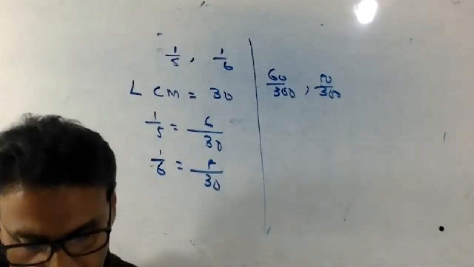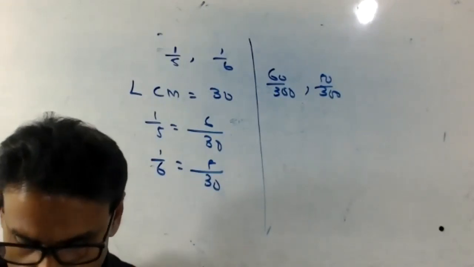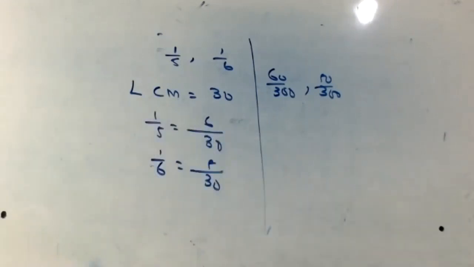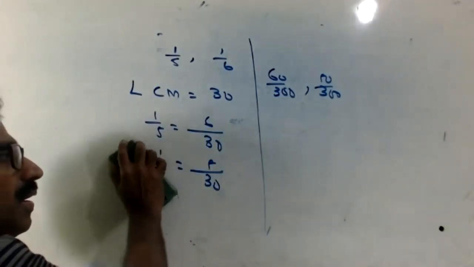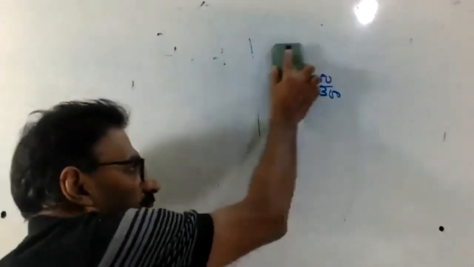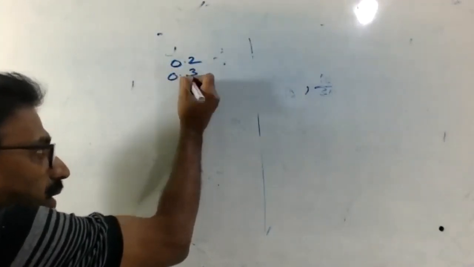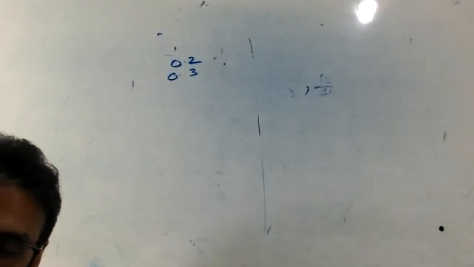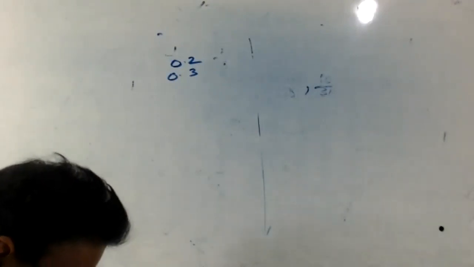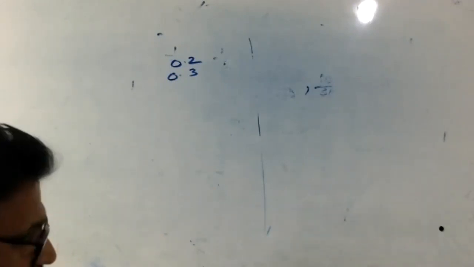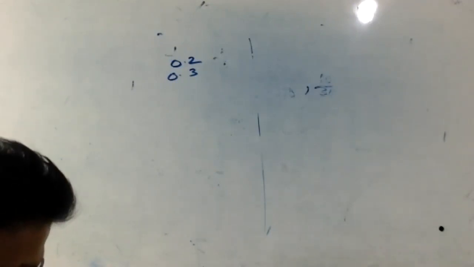So next question, listen here. Write two irrational numbers between 0.2 and 0.3. Write two irrational numbers, not rational. Write two irrational numbers between 0.2 and 0.3.